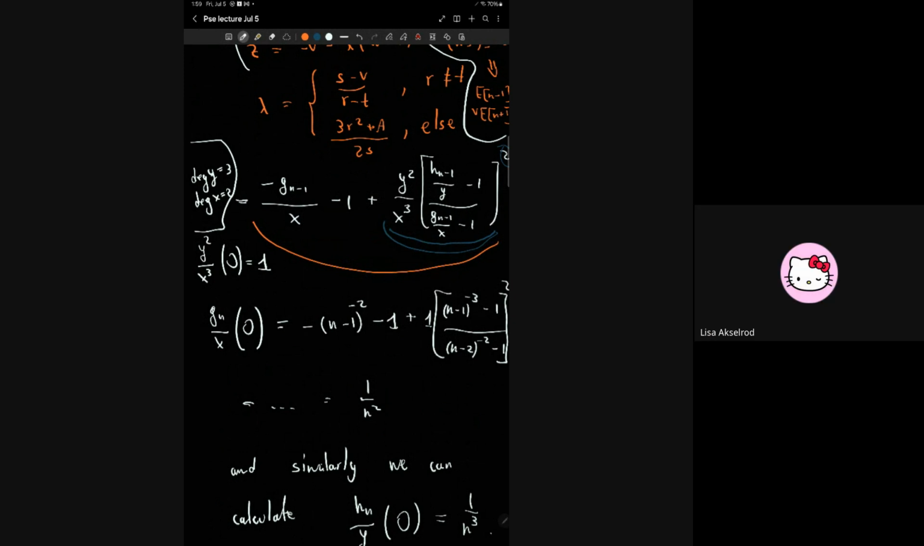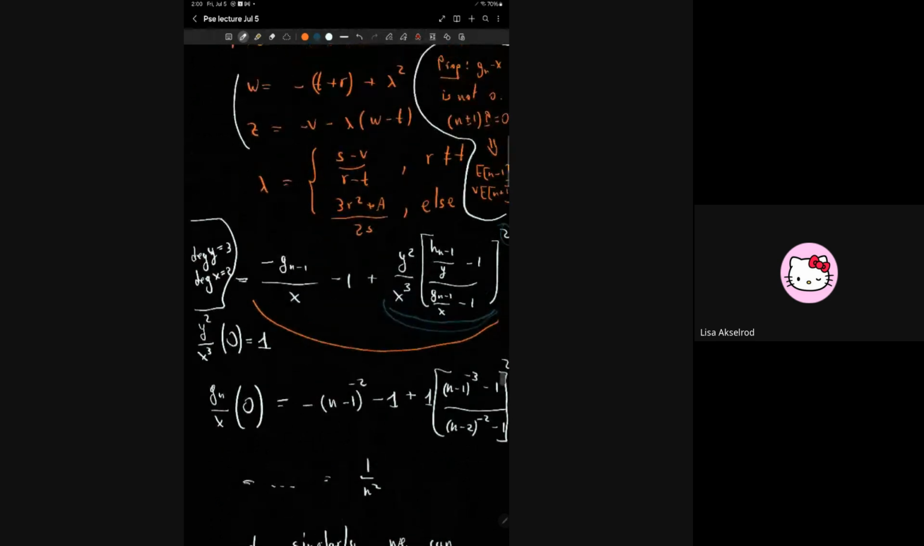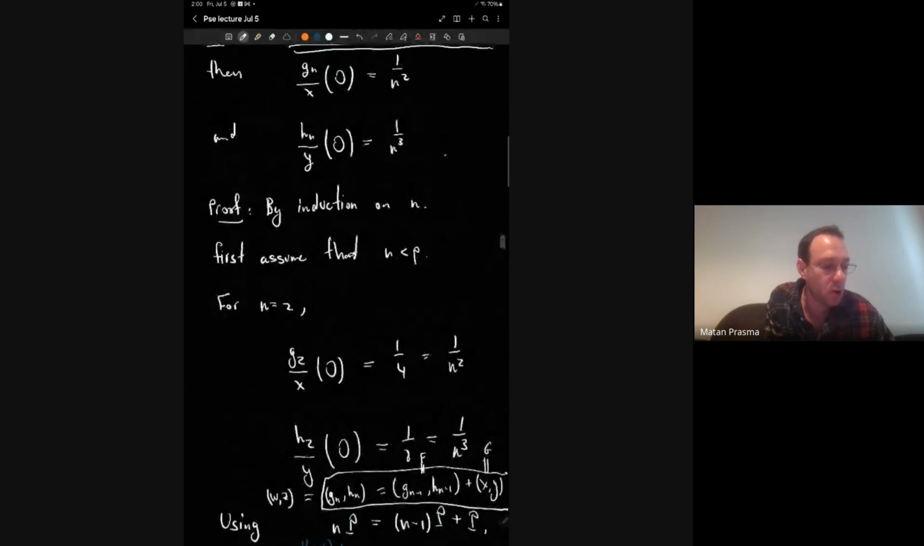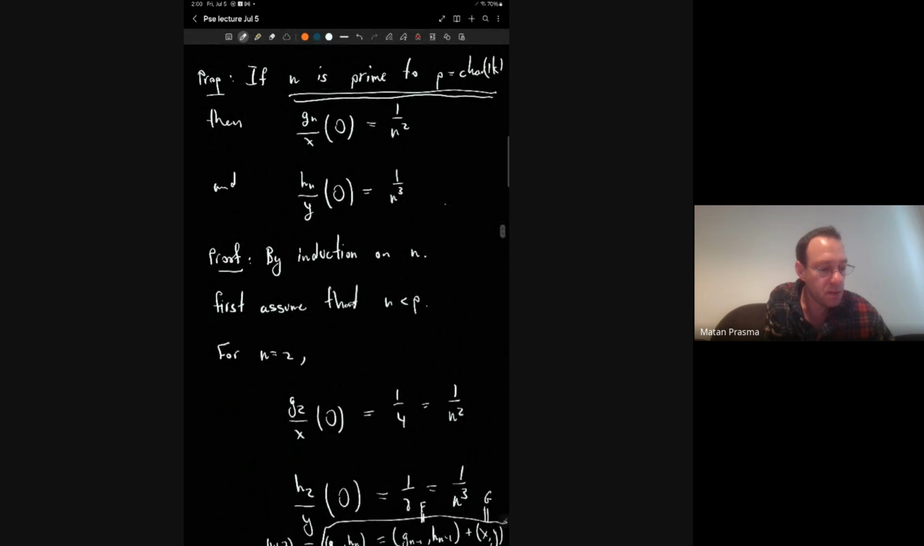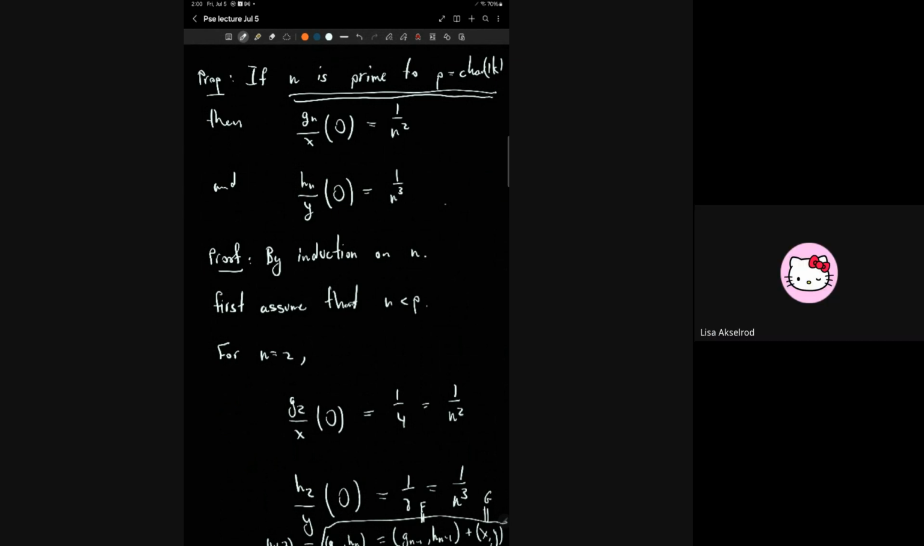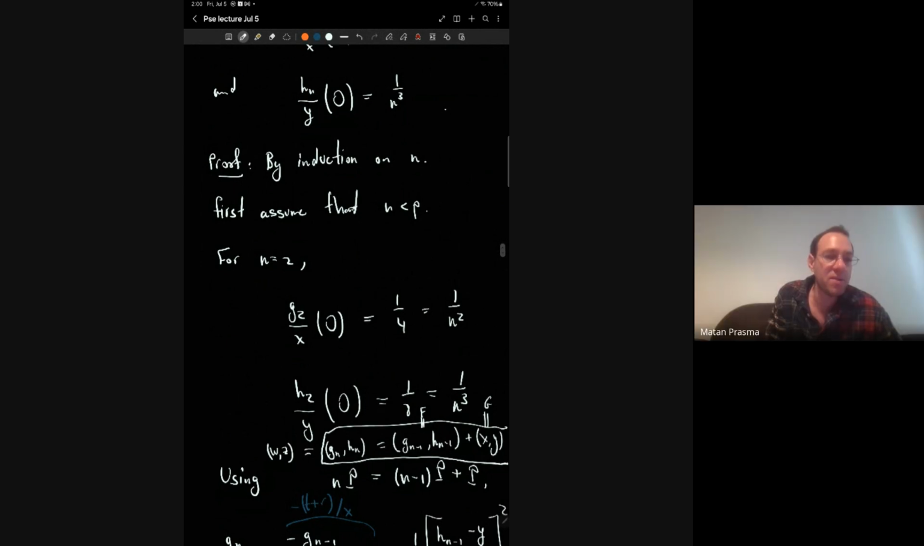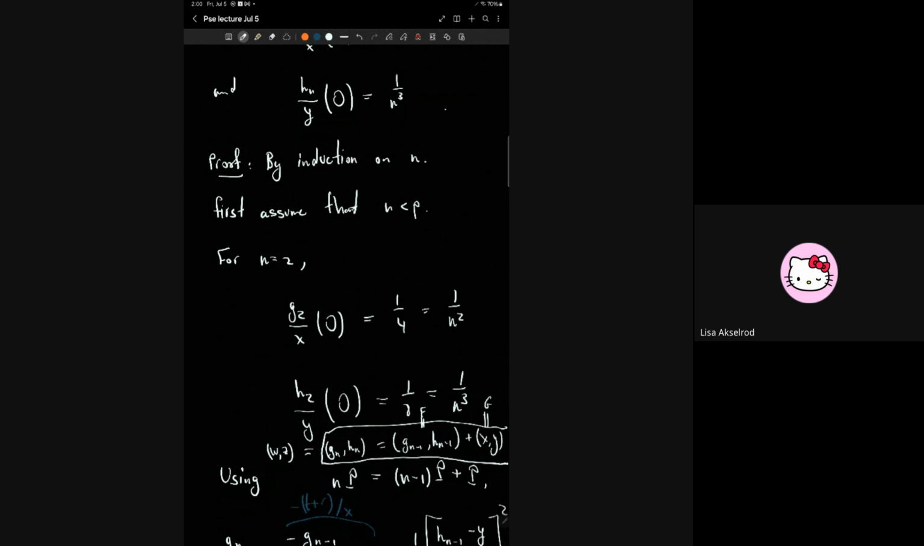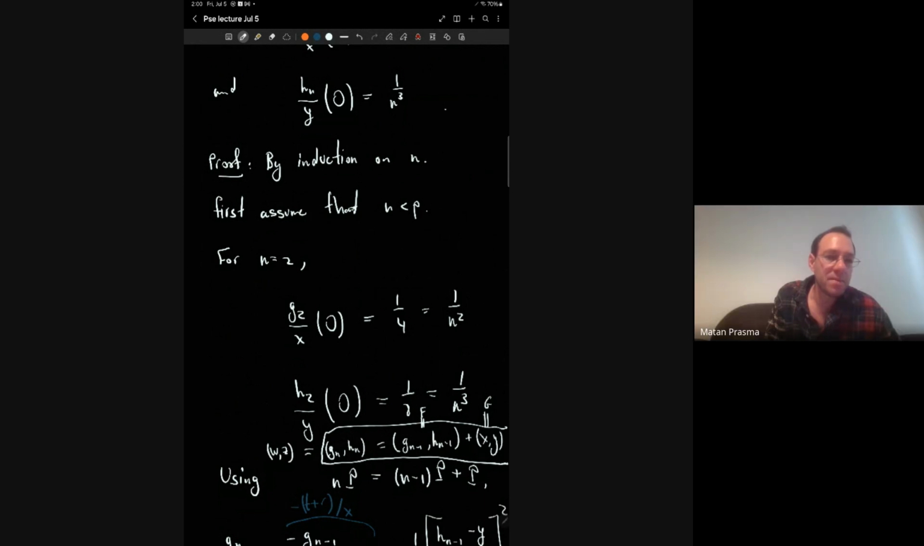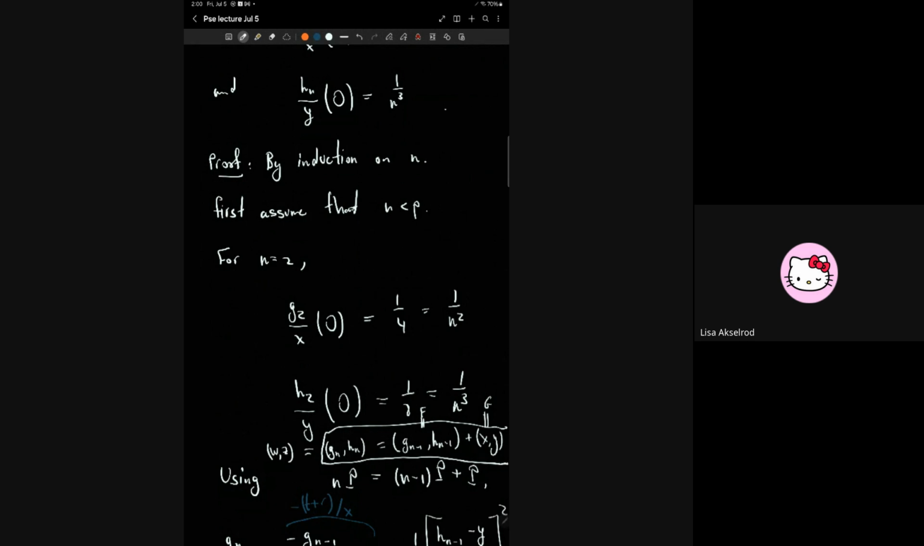But how did we come up with the proposition? Where did we take this assumption from, that Gn over x is 1 over n squared? I want to prove it for all n bigger than 1, okay? So we just want to prove it, and we took n equals 2 as a base case. We showed that it is correct for n equals 2, and then we assume it's correct for n minus 1, and that's what we prove now for n. But we didn't do it for n yet.